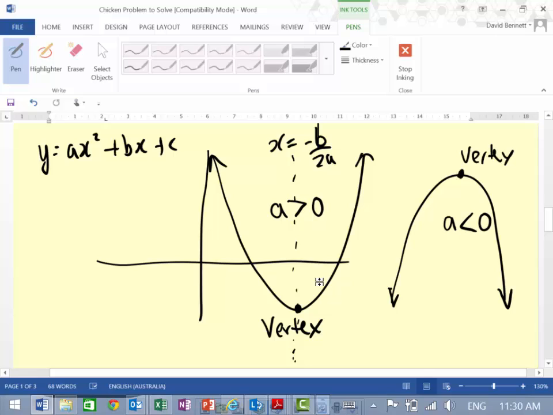When the a value is greater than 0 and less than 0, essentially our graph is going to be like that. So what would we use this for? Well, we use it for things like designing bridges. If you know about the Sydney Harbour Bridge, it's a big arc like that. The engineer who designed that used quadratics to actually design part of the bridge.